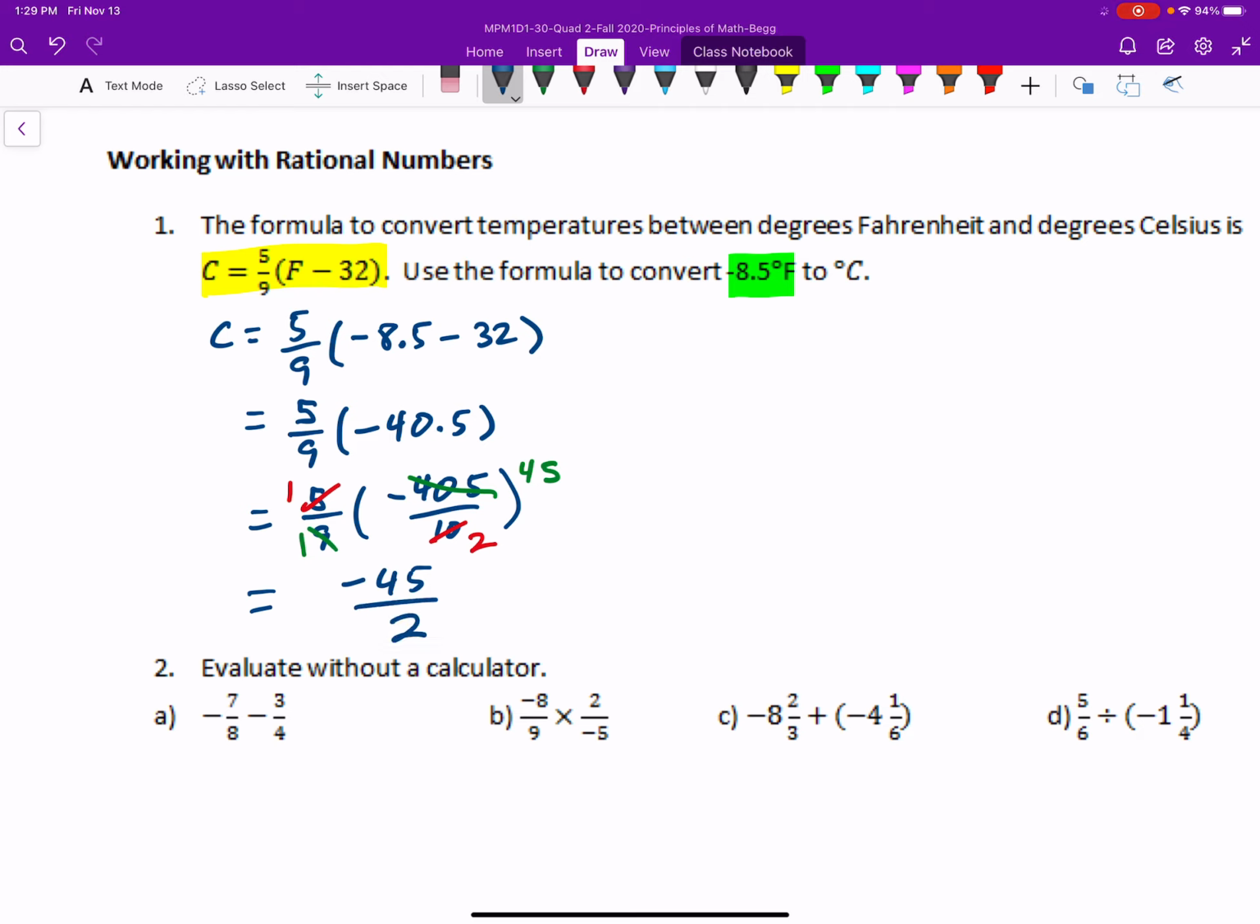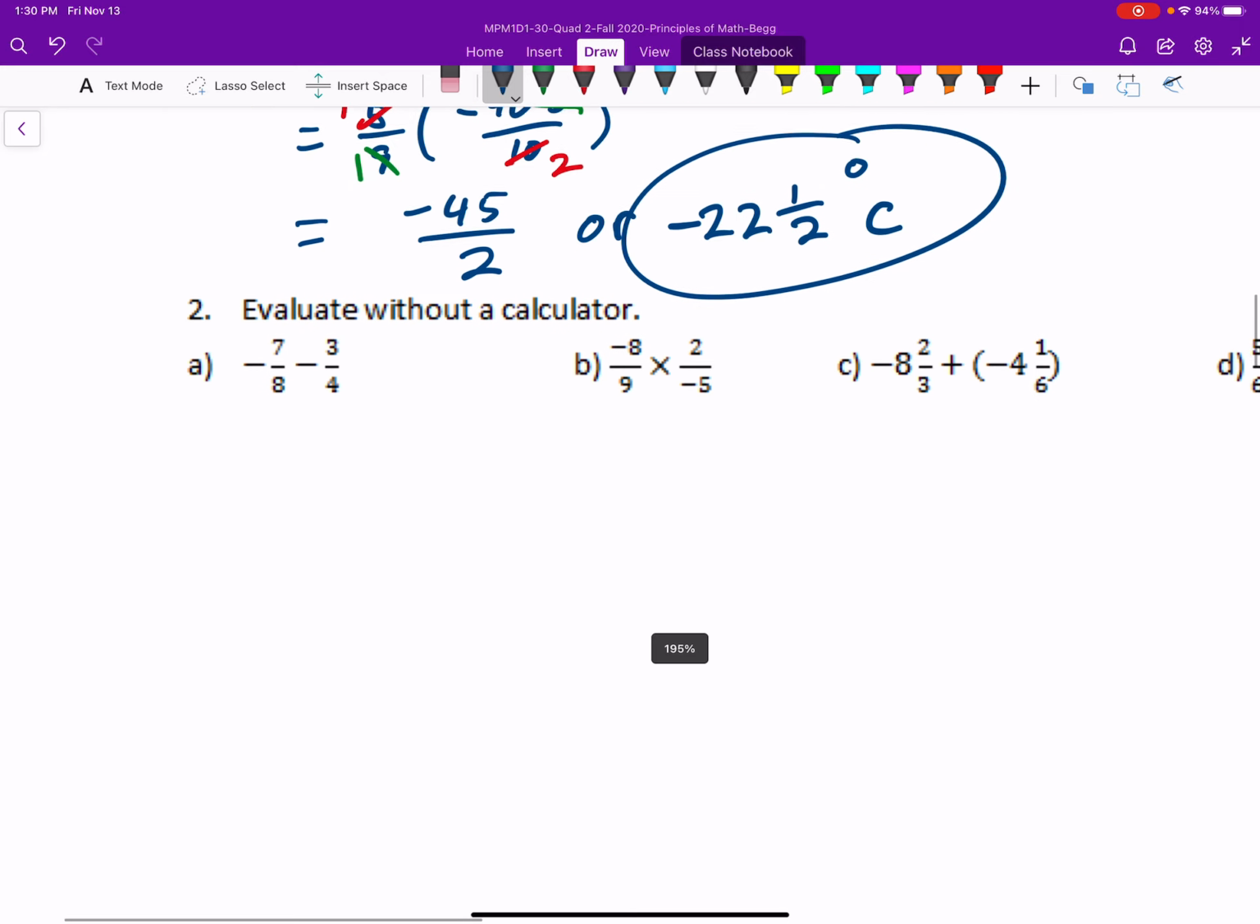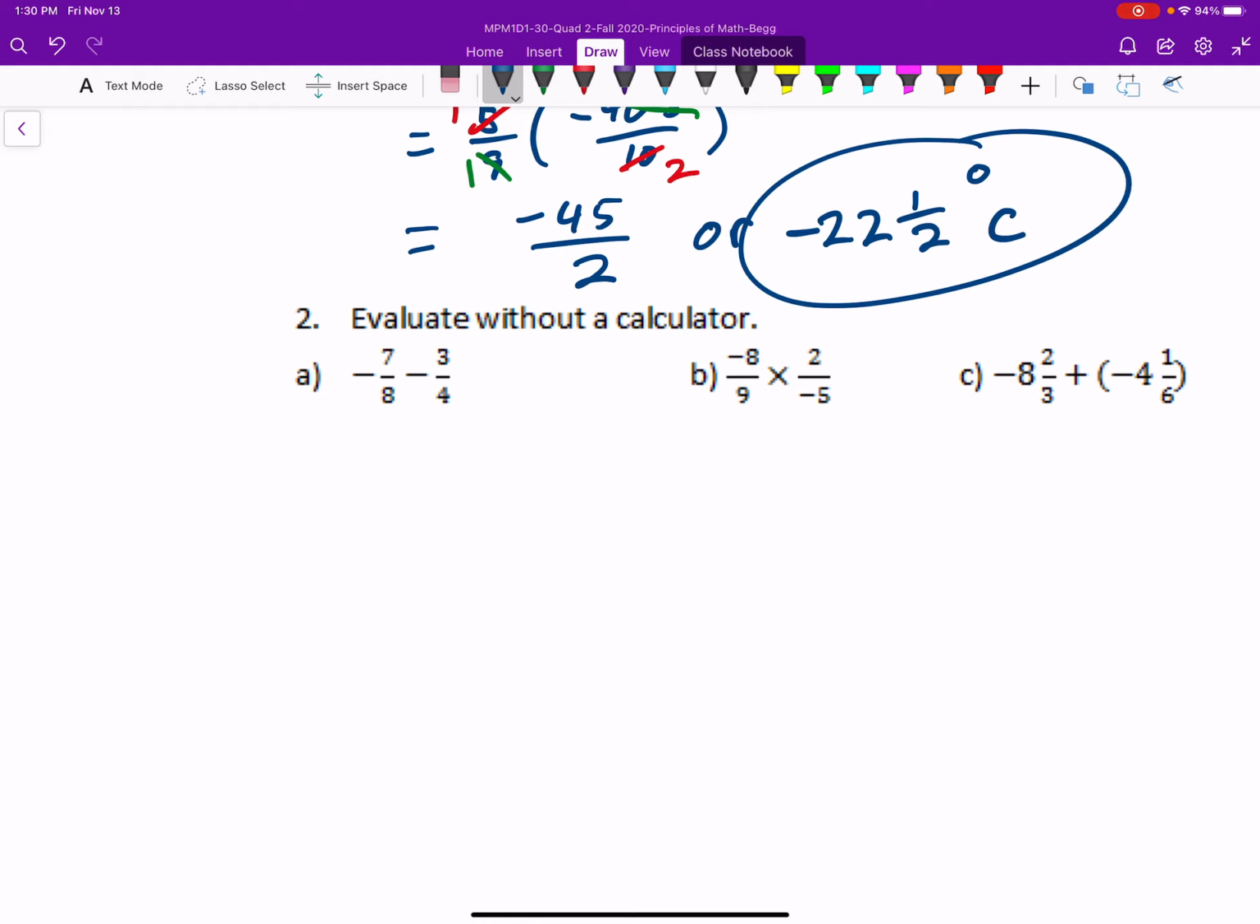So negative 45 over 2, that's not really a useful way of expressing a temperature, is it? In this case, it would make sense to make it back into a mixed fraction. 2 goes into 45 22 times with 1 left over, so 22 and a half. Put the negative sign in front of the whole thing, and that's going to be degrees Celsius. I did use my calculator just to confirm that 405 divided by 9 was 45, but otherwise we were able to do most of it without a calculator, and that's a really good goal for this course, to try to avoid calculators as much as possible.